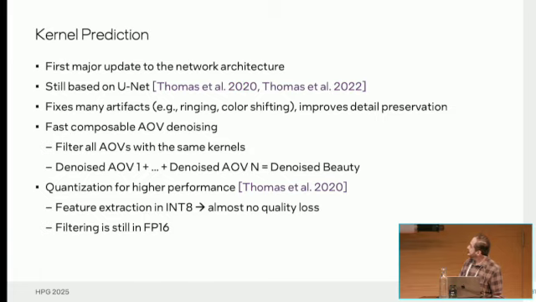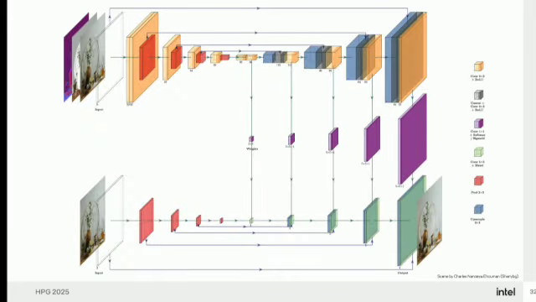However, filtering is still done in FP16. Here's how the new kernel prediction network looks.